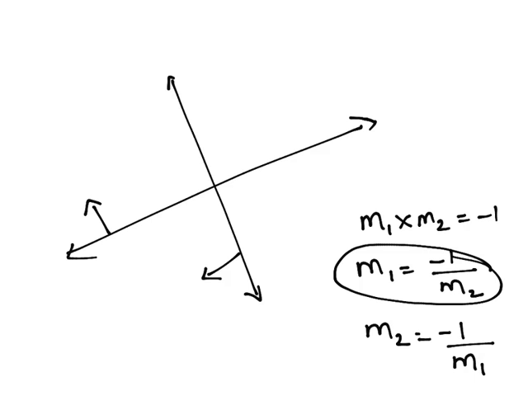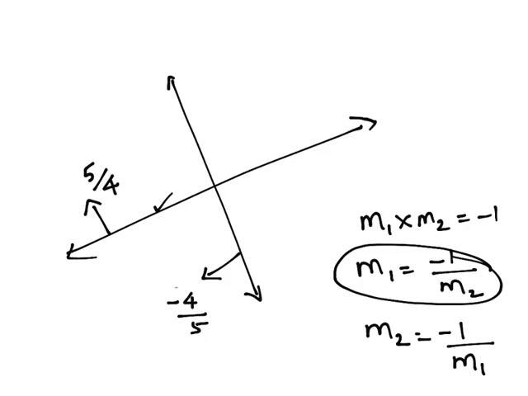Let's say the slope of this line is 2 by 3. Then the slope of this line will be the negative reciprocal, so -3 by 2. Let me give another example. Suppose the slope of this line is -4 upon 5. Then the slope of this line will be the negative reciprocal of -4 by 5, which is 5 by 4. So I hope this is clear.